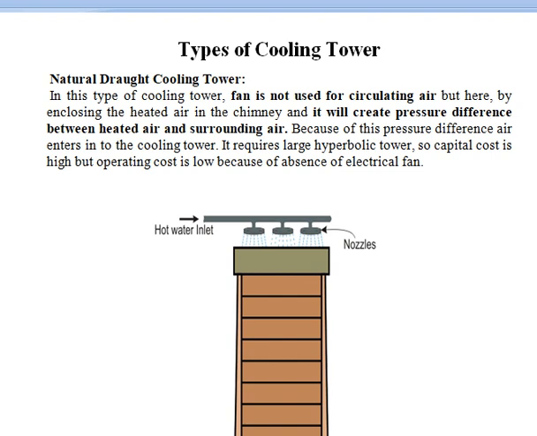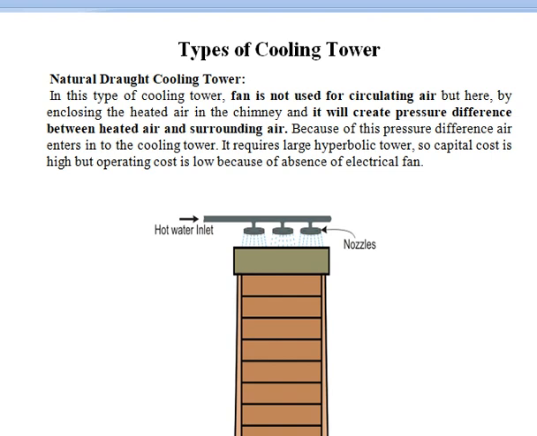The heated air rising in the chimney creates a pressure difference between the heated air and the surrounding air. Because of this pressure difference, air enters the cooling tower. It requires a large hyperbolic tower, so the capital cost is high, but the operating cost is low because of the absence of an electrical fan.